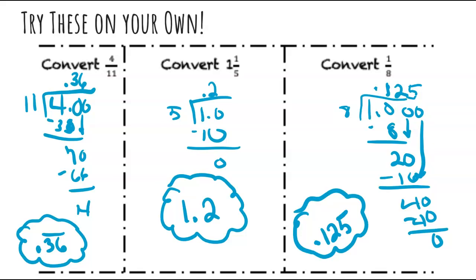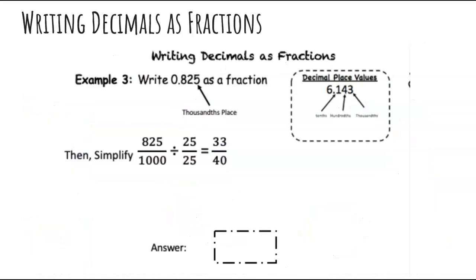Okay, now we're going to go in the other direction. So we started by turning fractions into decimals. Now we're going to turn decimals into fractions. It's actually a pretty easy process. Okay, we're given, for example, the decimal 0.825.